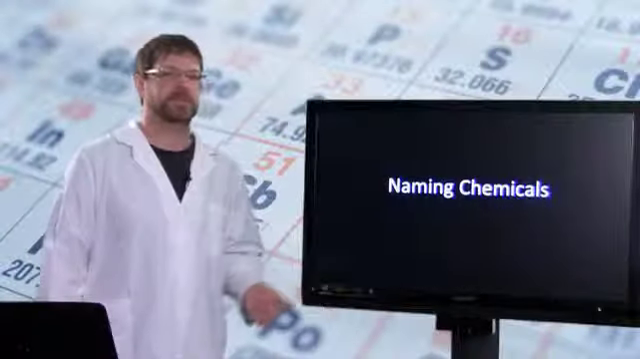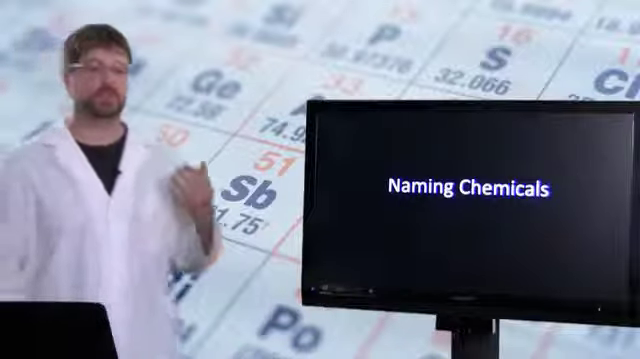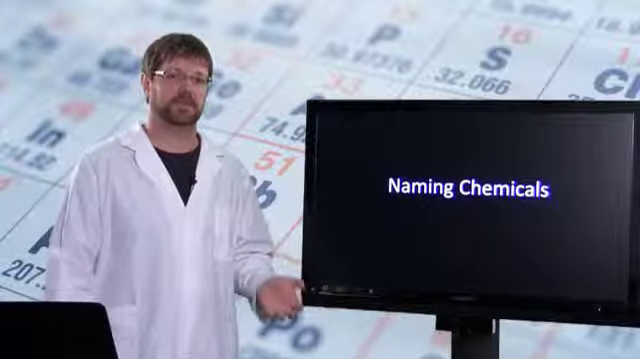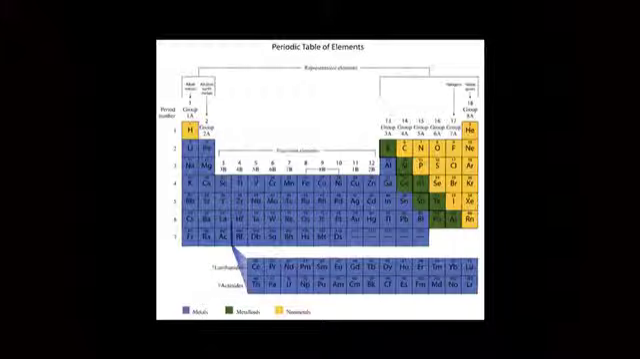Naming chemicals properly is one of the most important tools that a young chemist needs to understand. Now, to name chemicals, we first need to look at the periodic table. The periodic table can be broken down into three different groups of elements.